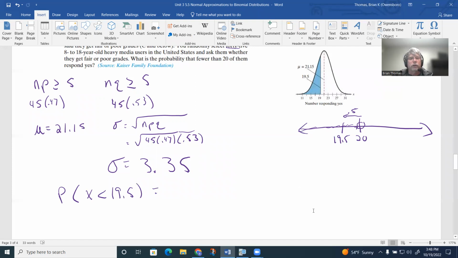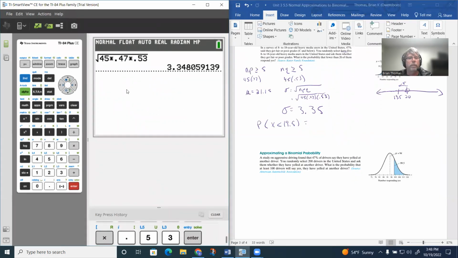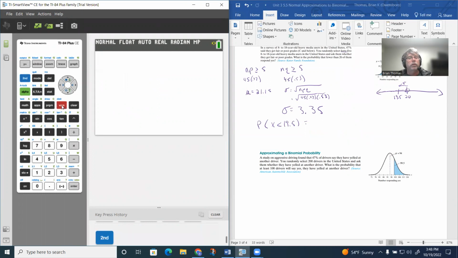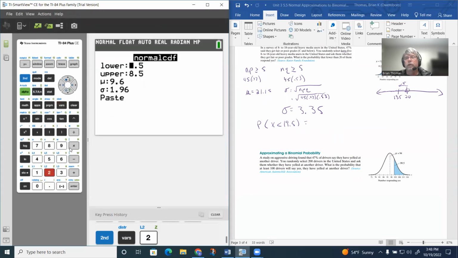Using our calculator, I'm going to need all that information that we have here. I should be able to find the normal distribution as a replacement for the binomial. So I hit second distribution and use the normal one, number 2. For the lower bound, notice that there is no lower bound because it goes to infinity, so we've been using a big negative number, like negative 10,000. And then the upper bound, we can't go past 19.5. And then our mean was the 21.15.